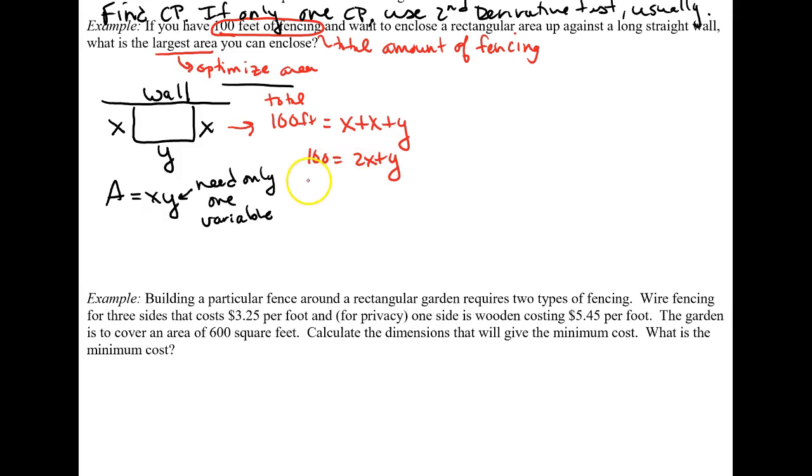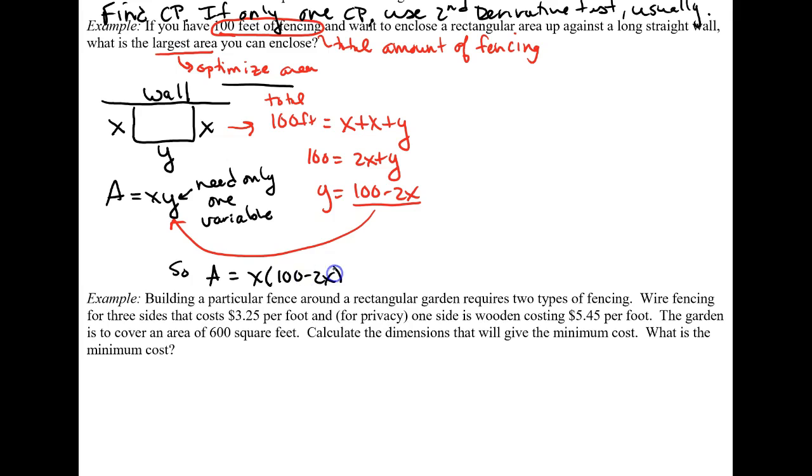So now what I can do is solve this for y. So y equals 100 minus 2x. And I can take this 100 minus 2x and plug it in over here. If I do that, I'll get rid of all the y's. So let's go ahead and write that out. So the area would equal x times 100 minus 2x, which is 100x minus 2x squared, isn't it? So there's my area with one variable.